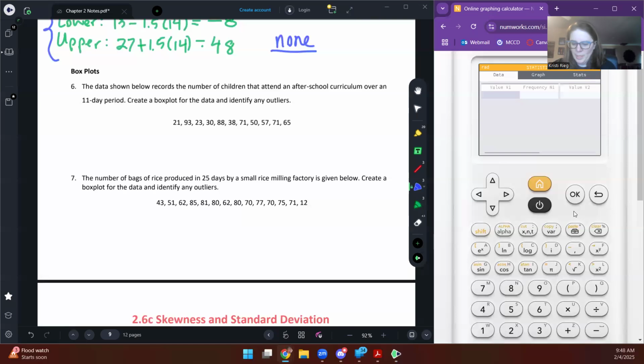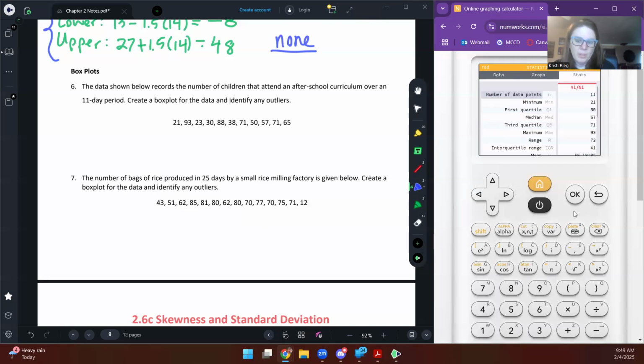Okay, so I'm going to type in my new data. I have 21, 93, 23, 30, 88, 38, 71, 50, 57, and 71 and 65. So if I get all my data in, numbers go in data, and I want to know what the 5-number summary is, I go to stats. Here we go. Here's my smallest and my biggest and so forth.